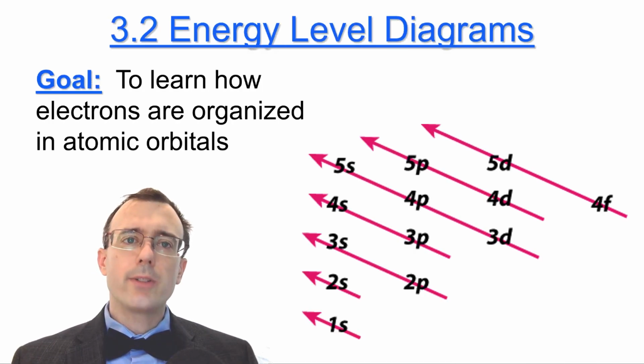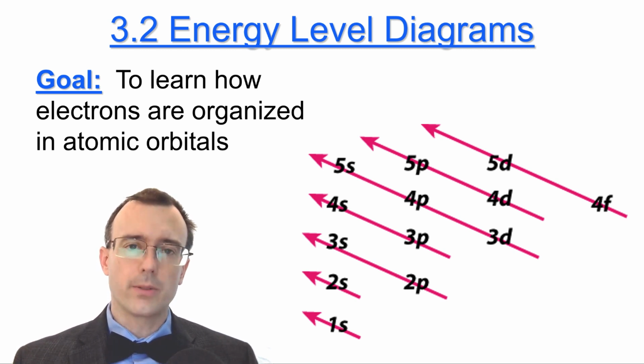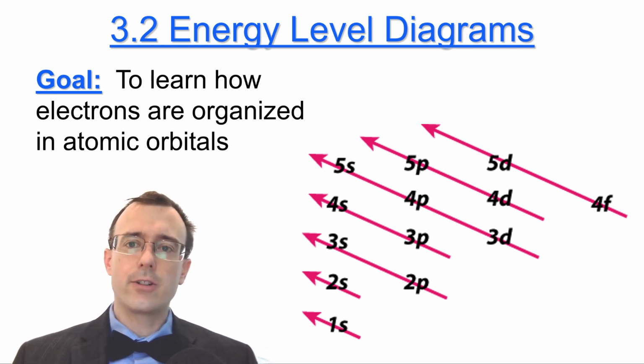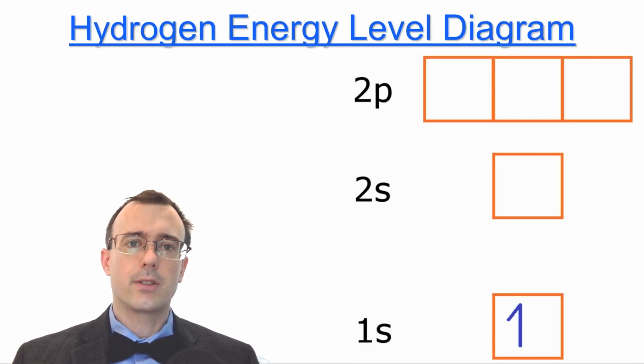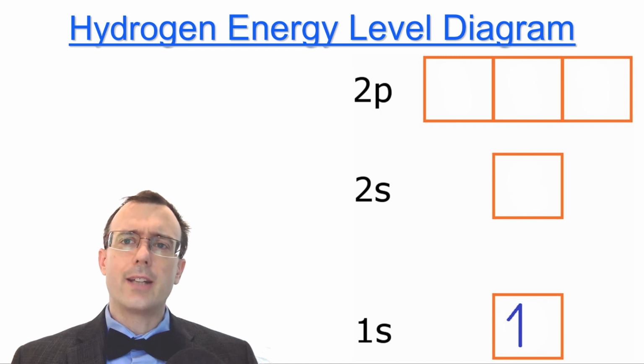This is lesson 3.2, and today we're going to be learning about energy level diagrams. So our goal is to learn how electrons are organized in atomic orbitals, and that organization is called energy level diagrams. Let's start off by just looking at an energy level diagram and try to make some sense of it.